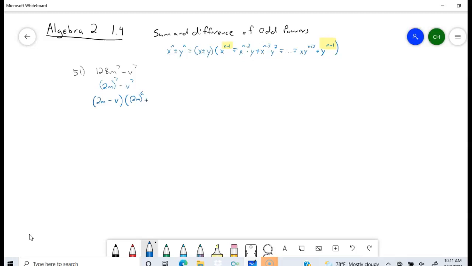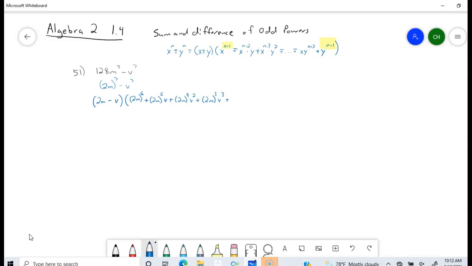Plus, every one of them is going to be a plus. Now I'm going to have 2m to the n minus 2, which is 5, v. Because I'm multiplying it times the first one, I'm going to have plus 2m to the n minus 3, which is 4, times v squared, plus 2m to the third, v to the third. Notice those exponents are the same. That means I'm on the right track.